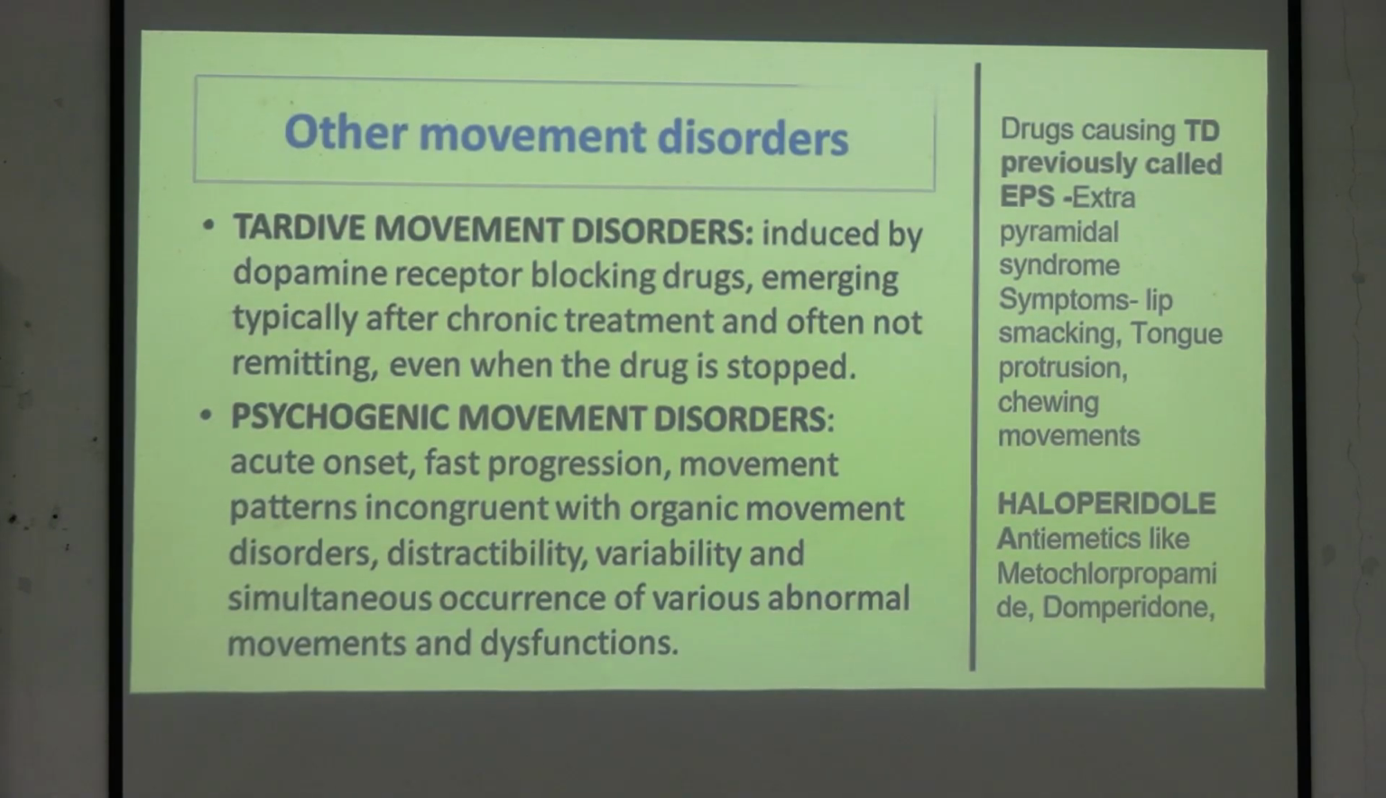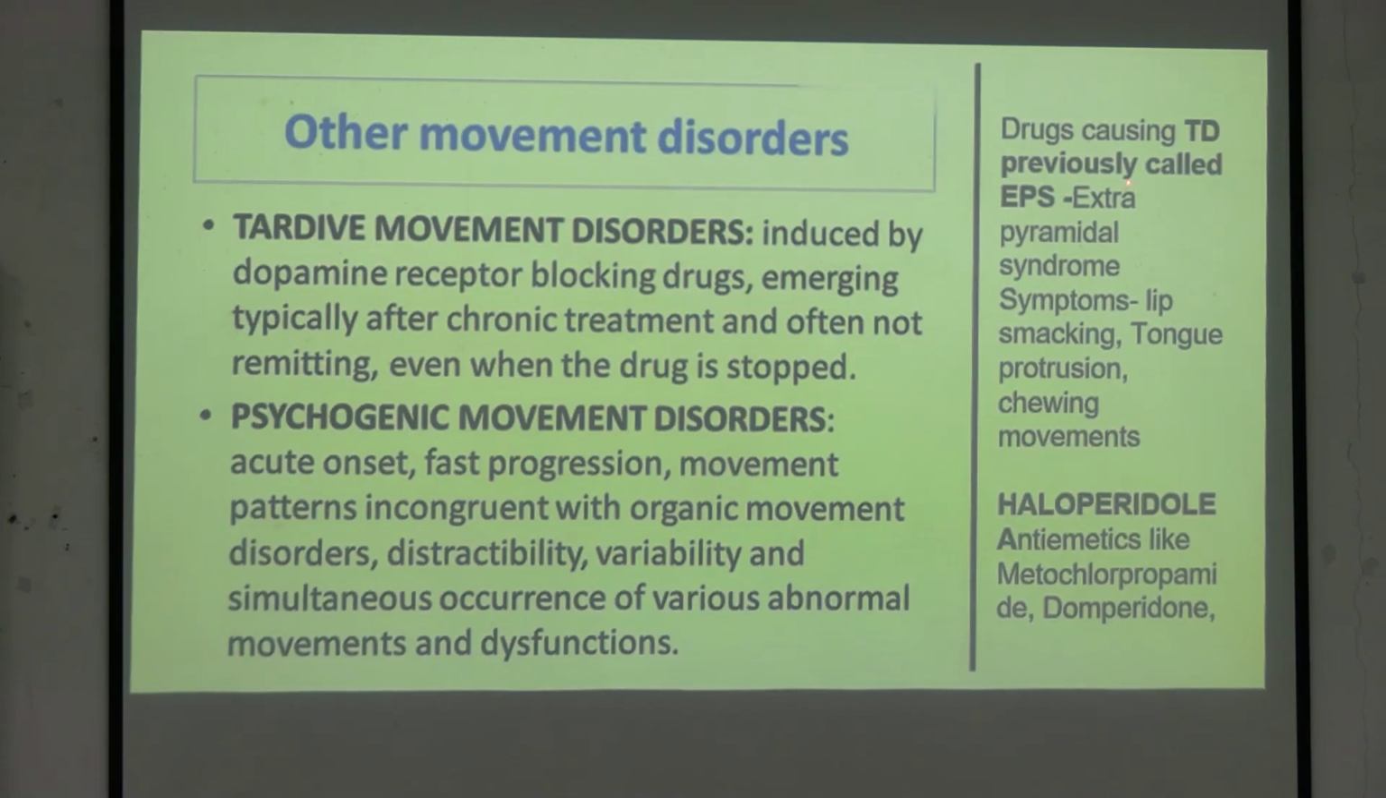There are other movement disorders also, like this very important disorder called tardive dyskinesia. Tardive dyskinesia or tardive movement disorder, we call it also TD, tardive dyskinesia. This is produced by, it was previously called EPS or extrapyramidal syndrome. EPS, extrapyramidal syndrome, that was the old term of this tardive dyskinesia. Now you should use this term called tardive dyskinesia.